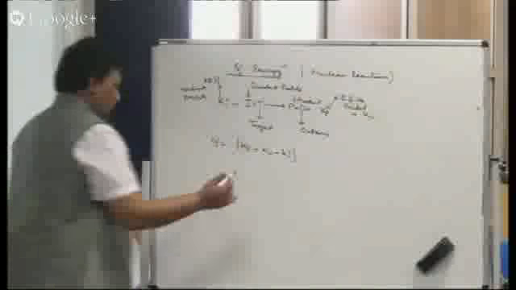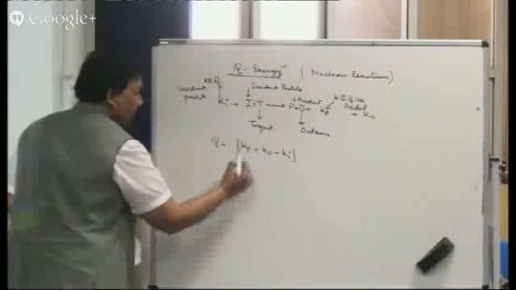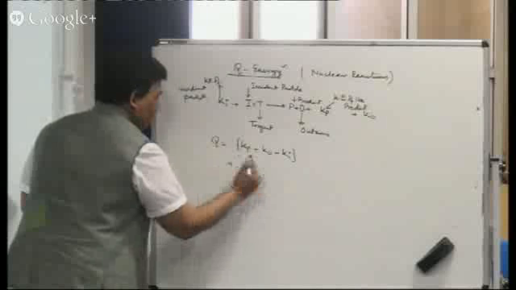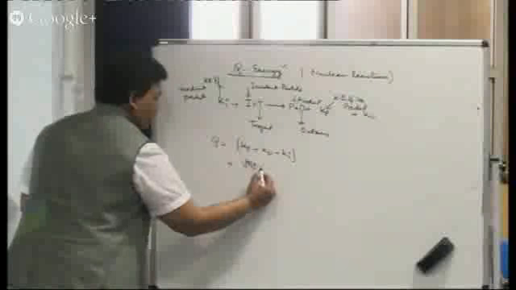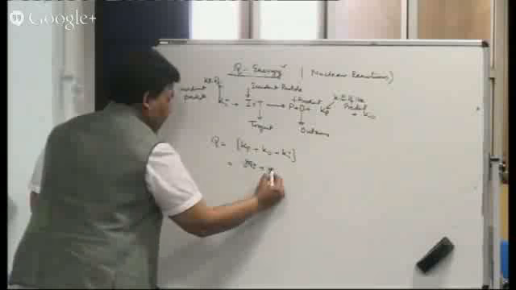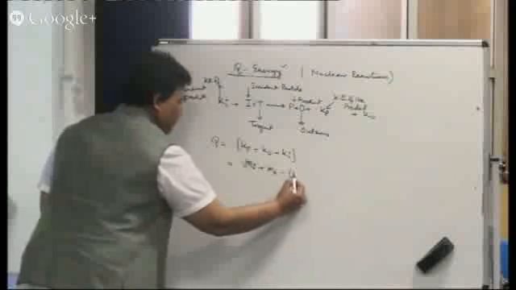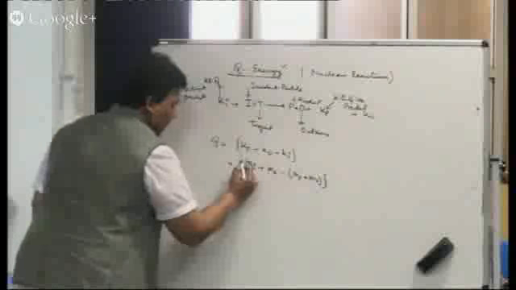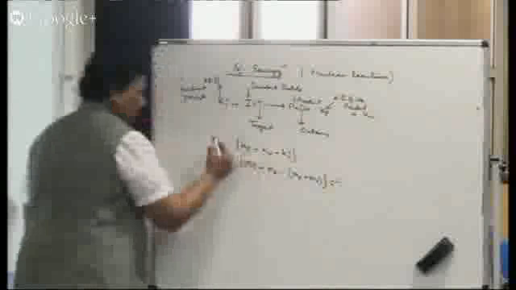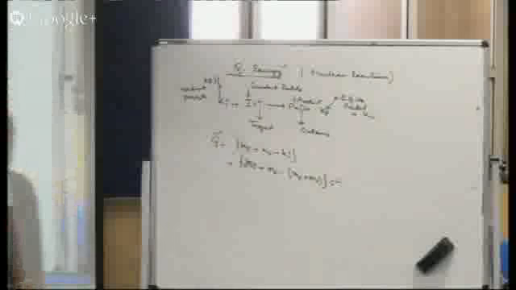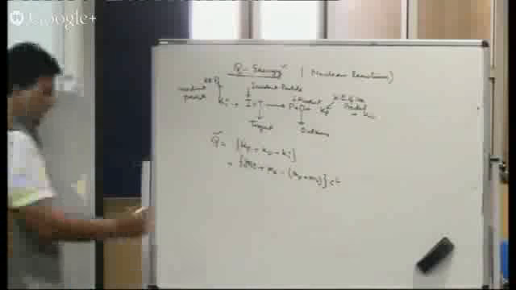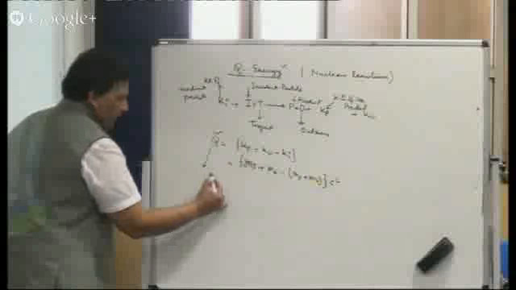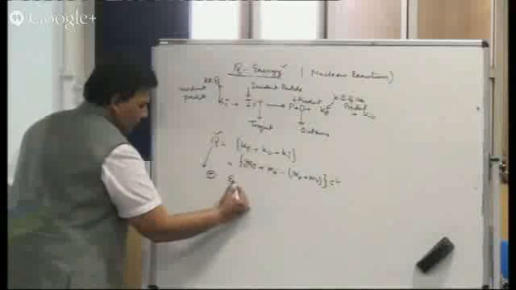ठीक? This can also be written as, ये है किसके बराबर? Mass of incident particle, mass of target minus mass of product plus mass come into C square. This is called Q value. ठीक है? If Q is positive, it is called exothermic reaction.